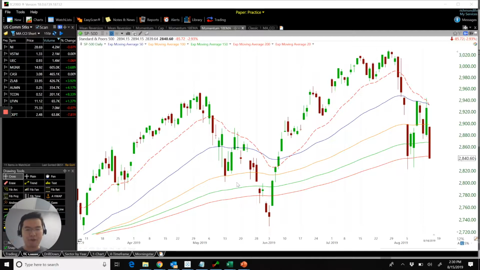So as you can see from this chart over here, this is the S&P 500 daily chart, right? Daily candlestick chart. And you can see there are several lines over here. One is the dotted line, the blue, yellow, green, and red. These are moving averages. In a daily chart, these are daily moving averages. The dotted line is the 20-day moving average, 50-day moving average for the blue line, and this is the 100, the 150, and the 200.